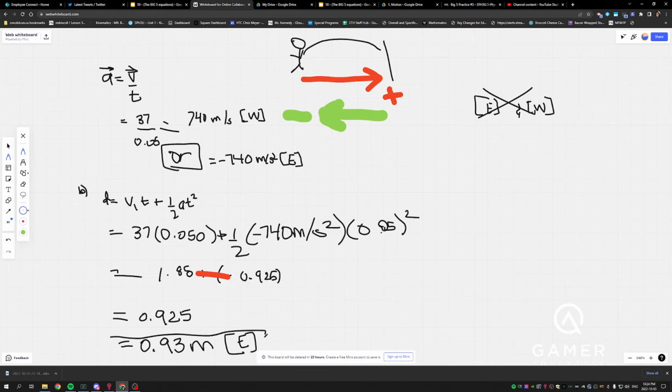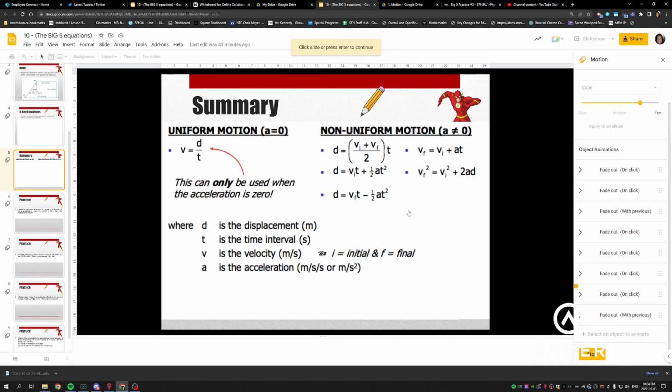So that's it. That's my answer. That's my final answer. This is one of those questions where you might have to use something from part A to help you in part B with those big 5 equations.